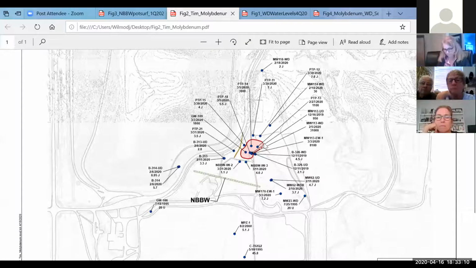results, but we didn't have enough definition, so we have collected additional groundwater data, which is shown on here from PTP 11 and PTP 12.